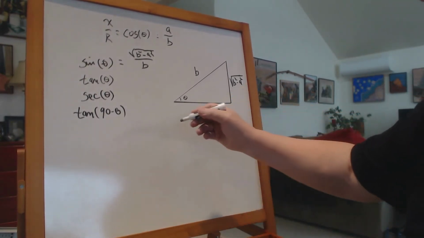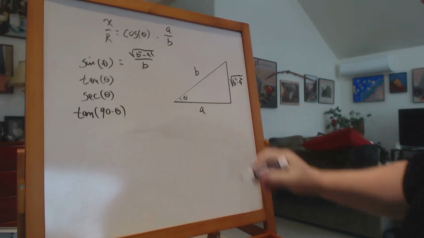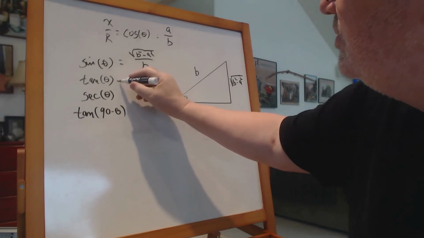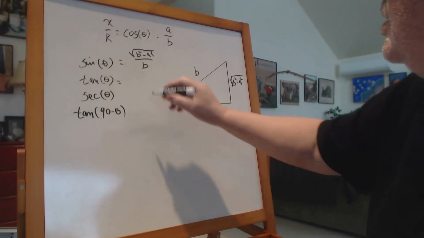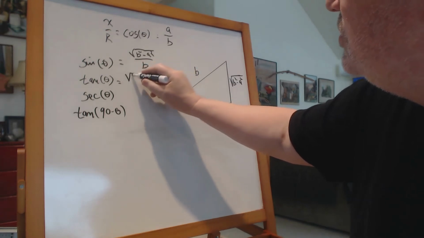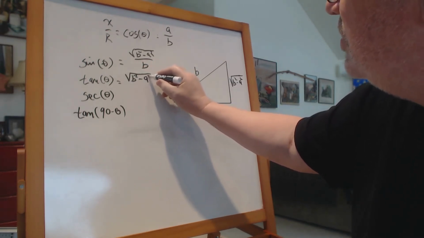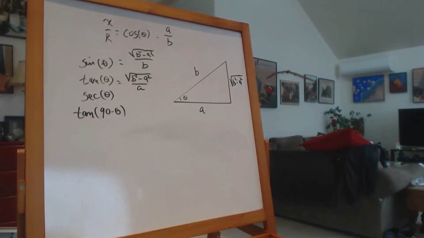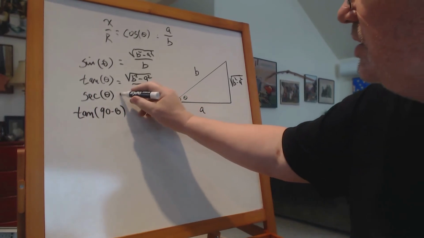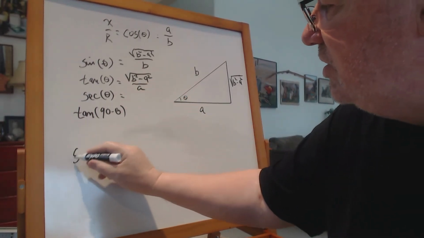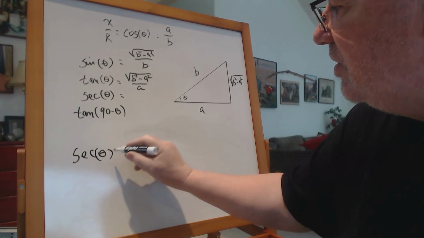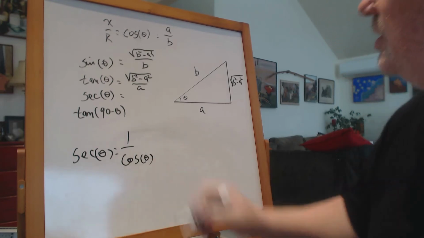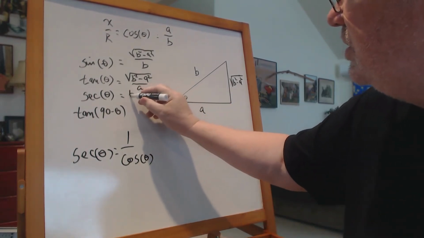Tangent theta is y over x. So tangent theta is the square root of b squared minus a squared over a. The secant is basically 1 over the cosine of theta, so it's b over a.